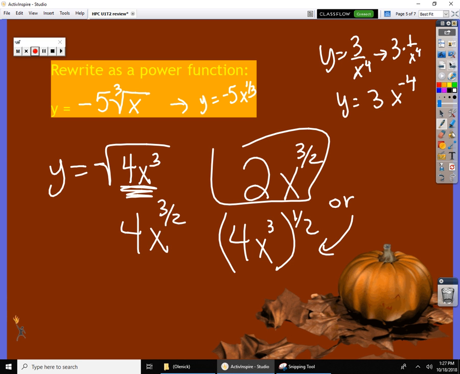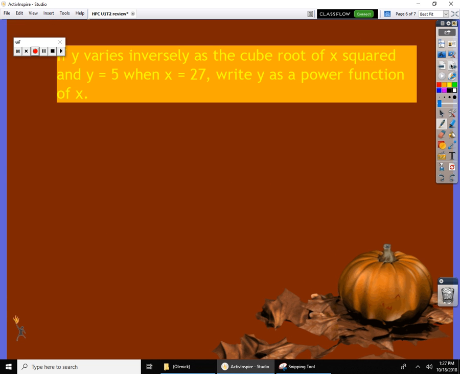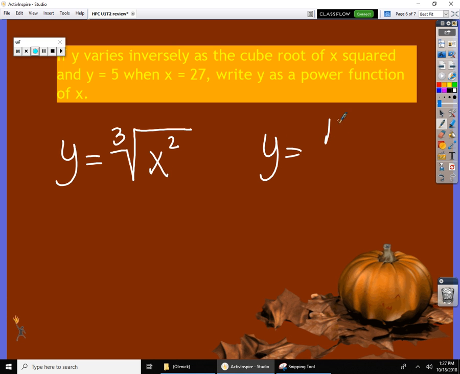Cool? All right. Okay, so if y varies inversely as the cube root of x squared, so let's start. Y varies inversely the cube root of x squared. So what would that look like? I just want to start with this first part. Cube root of x squared. Okay, so y equals k over the cube root of x squared. Great. Now, what do I know?